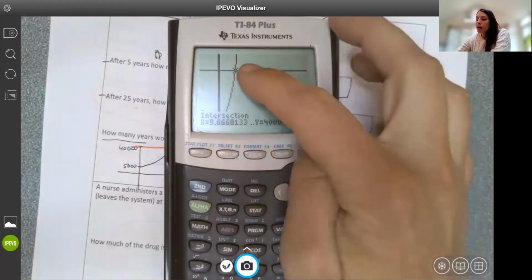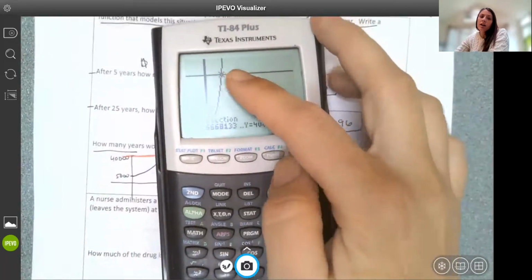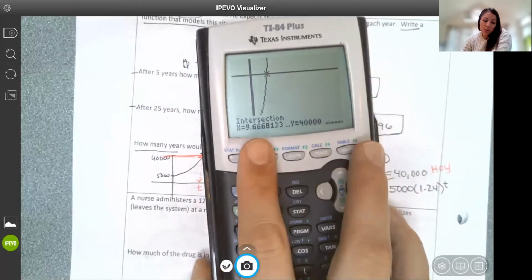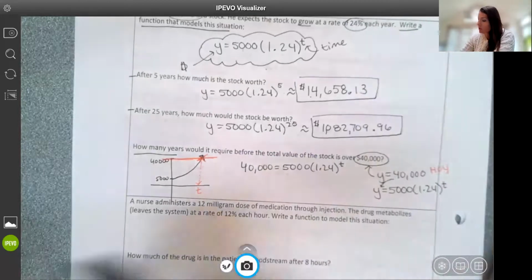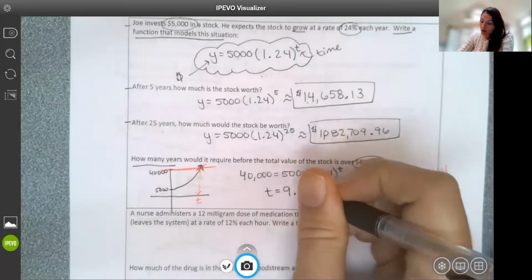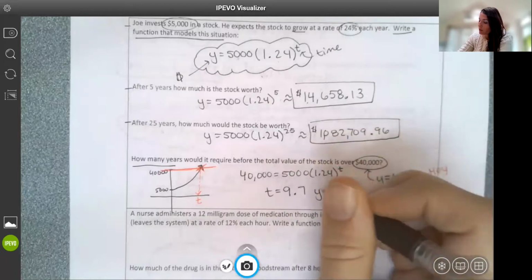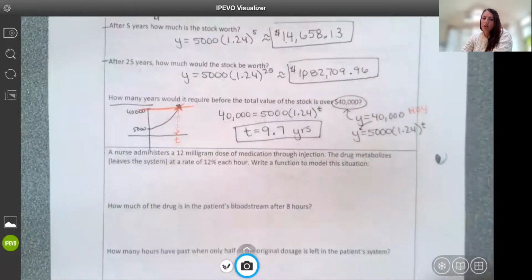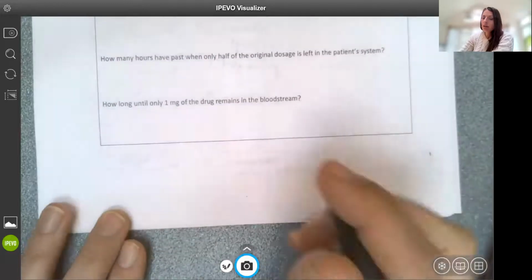So my account is at 40,000 at about 9.6 years, 9.7 years. Okay, so in my calculator, time would be 9.7 years approximately. So let me go down to the bottom and write those steps down for us real quick.